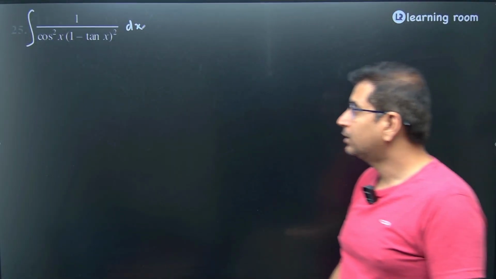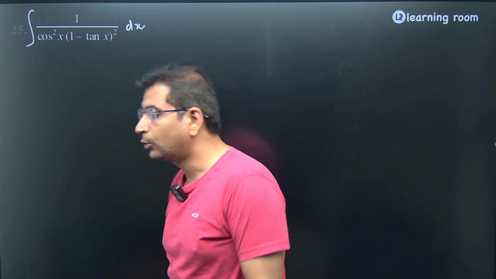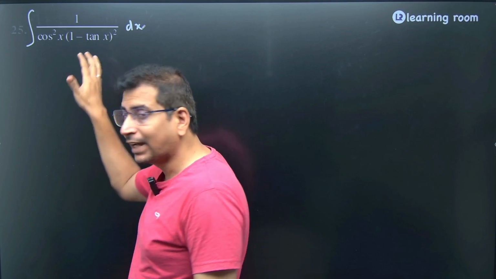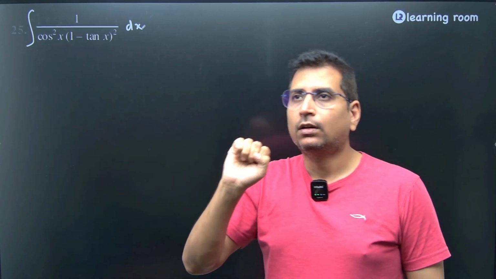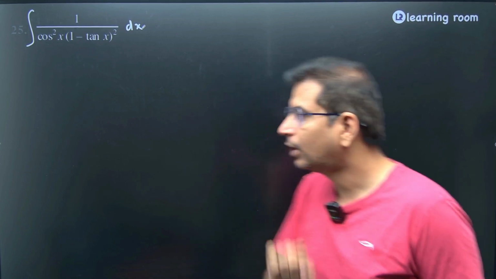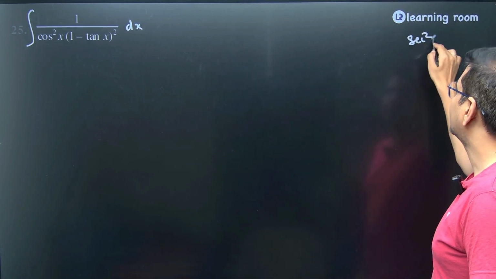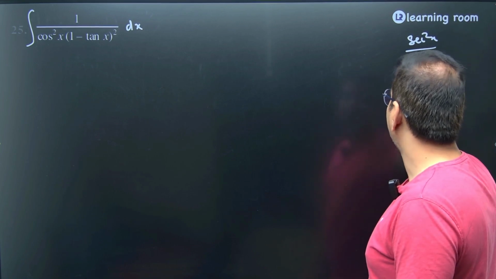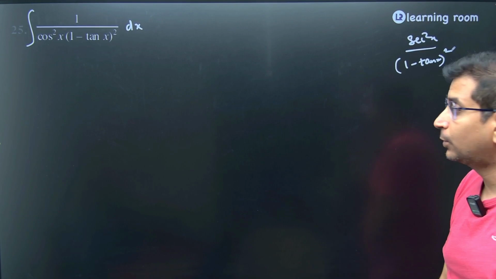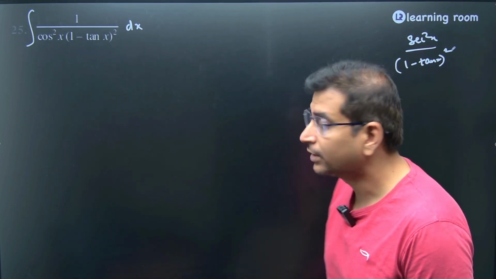So 25th question is integral of 1 by cos square x into 1 minus tan x the whole square. So observe, whenever you have tan x, the idea is most probably you will have secant square x around it. So how do we get the idea here? 1 by cos square x can be written as secant square x, and the question will get converted as secant square x divided by 1 minus tan x the whole square, correct? So 1 by cos square x is secant square x divided by 1 minus tan x the whole square.